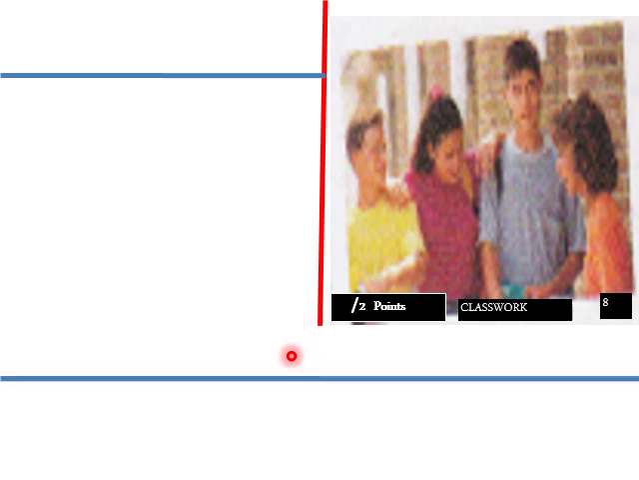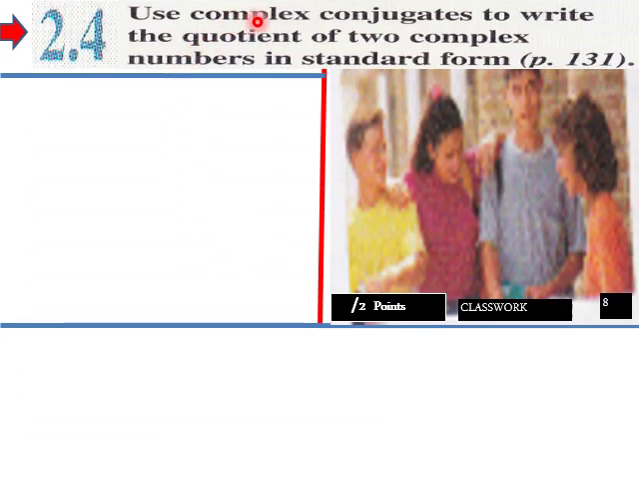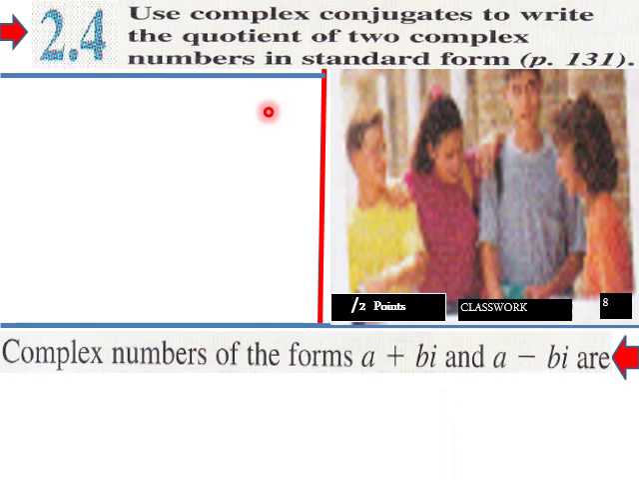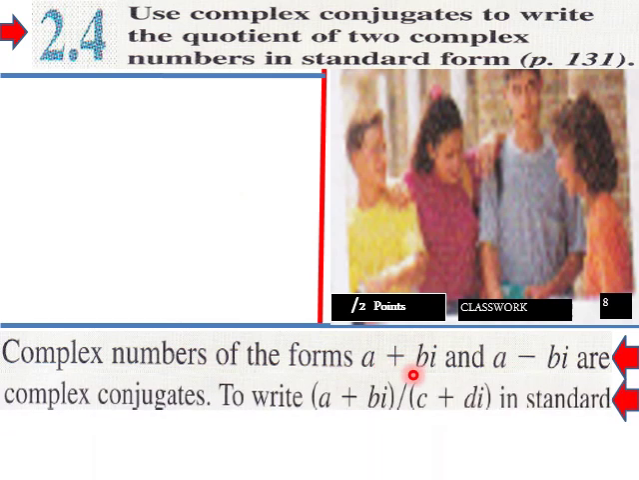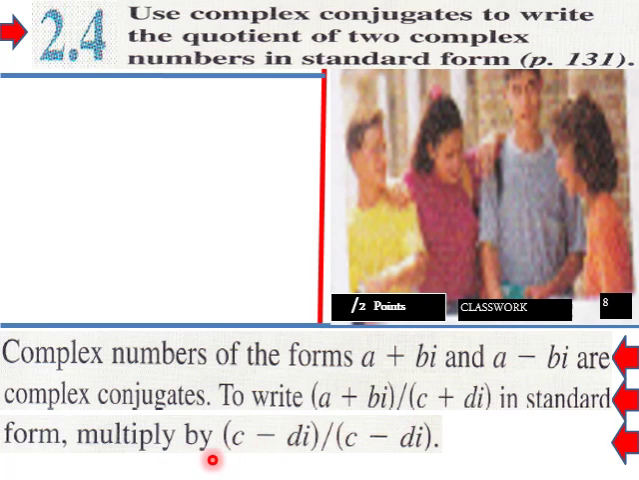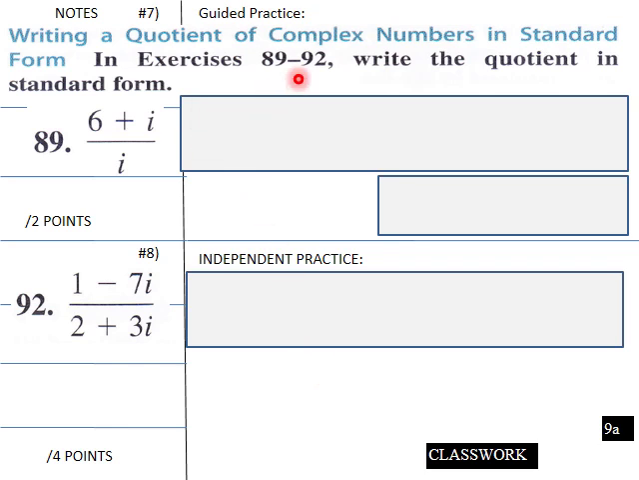Okay, on to 2.4. Use complex conjugates to write the quotient of two complex numbers in standard form. So the complex numbers of the forms a plus bi, a minus bi are complex conjugates to write a plus bi over c plus di in standard form. Multiply by c minus di divided by c minus di, which is 1. So you multiply this by 1, you'll get rid of your complex number in the denominator. You rationalize your denominator.